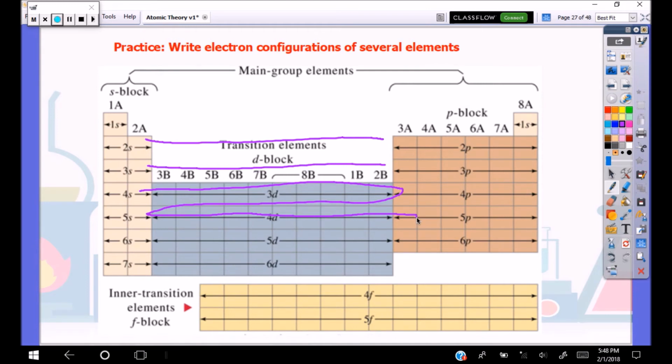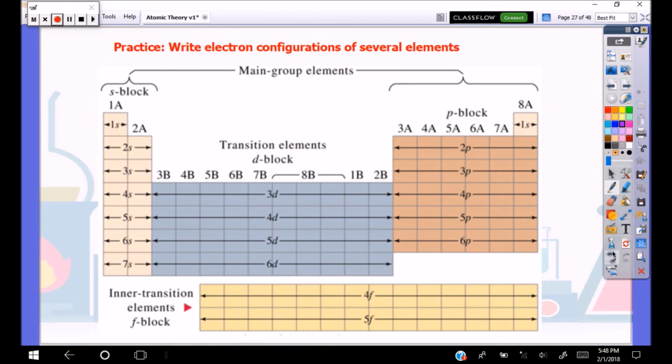Now, when you look at the inner transition metals here, you have to go to 6s first, then 4f, then 5d, 6p, back to 7s, 5f, and then 6d. That looks a little crazy, but the periodic table honestly is set up that way.